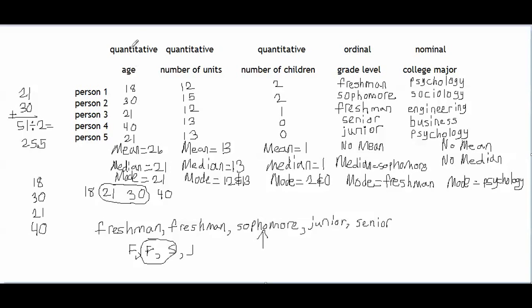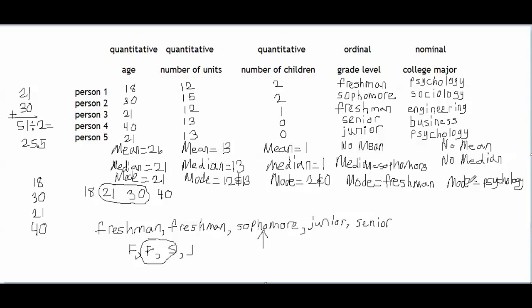So when you have a set of quantitative data, you can find the mean, median, and mode. When you have a set of ordinal data, you can't find the mean, but you can find the median as long as there's an odd number of values, and you can find the mode. When you have a set of nominal data, you can't find the mean or the median, but you can find the mode.